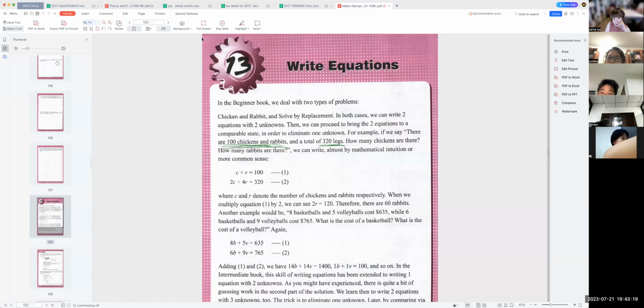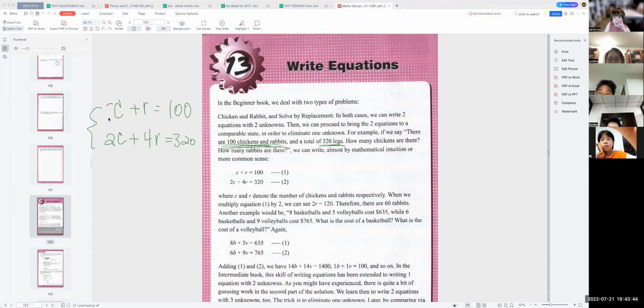Okay. So when we do this, we know the number of chicken, we just say is C, and number of rabbits, we just say R. So it's altogether 100, right? And because each of the chicken has 2 legs, so it's 2 times C, and plus 4 times R equals 320, correct? So we have this equation, so how do we do this?